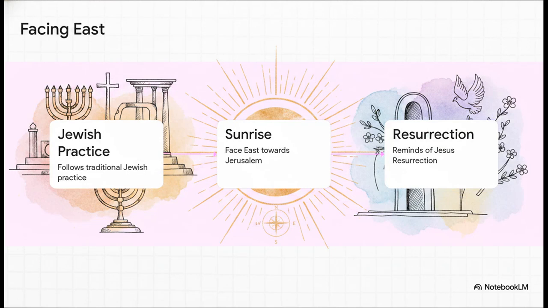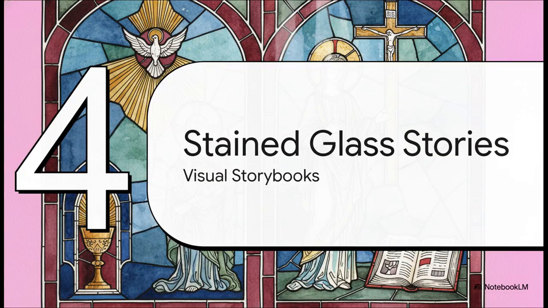And it's really not just a shape, it's the orientation. Churches traditionally face east. But why? Well, first, it follows traditional Jewish practice. Second, facing east means facing towards Jerusalem, and crucially towards the sunrise. And third, because the sun rises in the east every single morning, it serves as this incredibly powerful daily natural reminder of Jesus' resurrection. It perfectly brings the architecture into harmony with the rotation of the earth to tell a theological story.